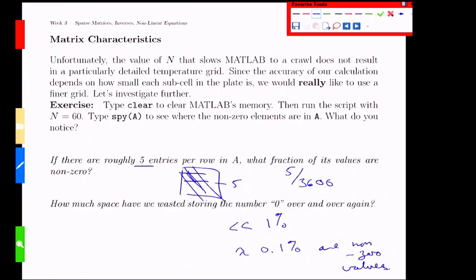So that's a lot of zeros that we're storing when they're just zeros. They're not that interesting. So that begs the question: maybe we can figure some way to take advantage of this structure. And that's what we're going to look at next.